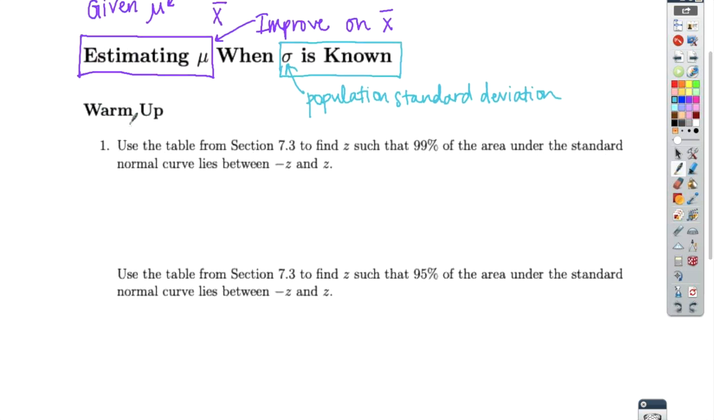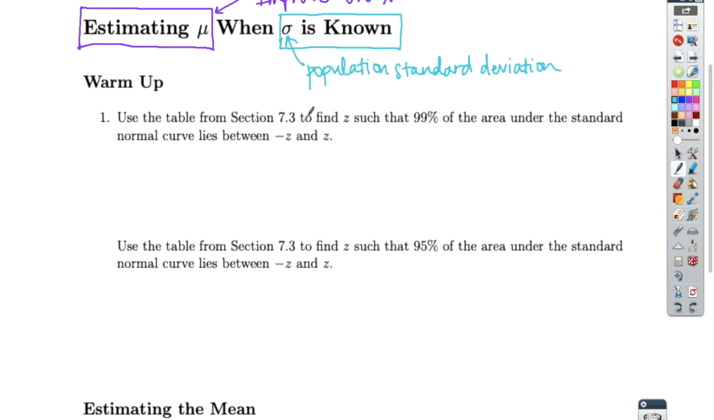Now, before we get to this, let's start with a couple warm-up problems. So use the table from section 7.3 to find a z-value or a z-score such that 99% of the area under the standard normal curve lies between negative z and positive z. This was actually one of your homework problems. And it's going to come up again in this section in a pretty important way. So let's start by drawing a picture. So here's what this is asking. Remember, on the standard normal curve, 0 is in the middle. This is why we like it so much. It kind of looks like a number line. So 0 is in the middle.